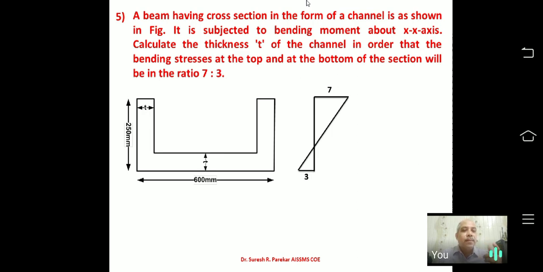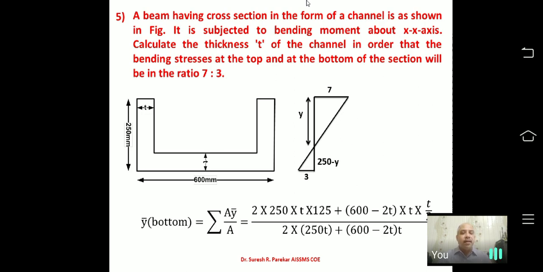Total height is 250. And from this, if I say y is the distance from the top of the neutral axis, then at the bottom I have 250 minus y. So using similar triangles, I am in a position to determine the value of y. Now summation a y bar upon summation a will give us the neutral axis. So we are taking it from the bottom. Why are we taking it from the bottom? Because it becomes easy. Otherwise I always prefer from the top. But we have to see the problems where we will have easy calculations to determine the values.